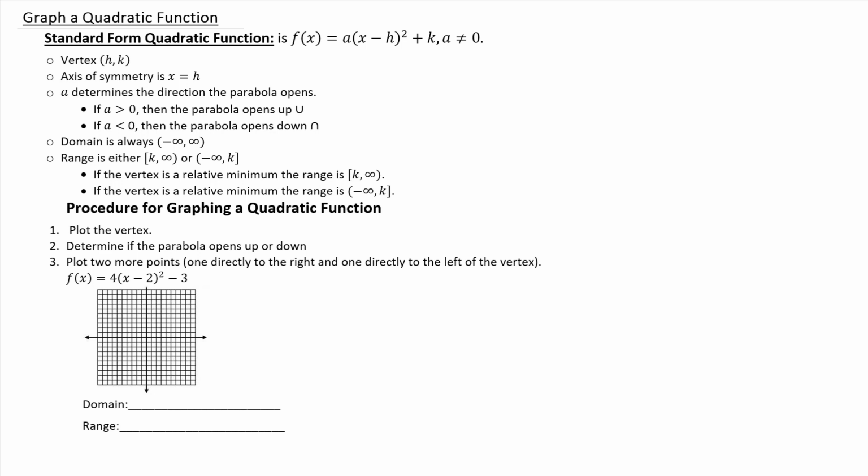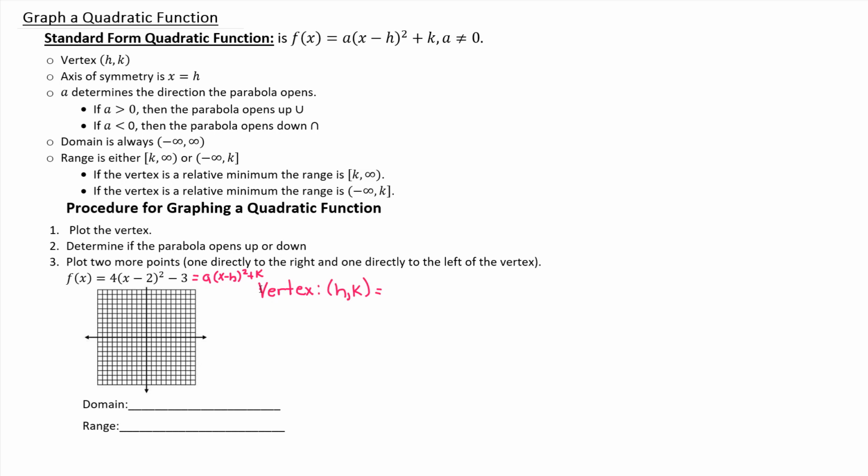So that's basically the procedure. Let's go ahead and look at our function f of x equals 4 times x minus 2 squared minus 3. We can see from looking at that equation, it's in standard form, so the vertex is actually obvious to us. Remember, the formula says a times x minus h squared plus k, and recall that (h, k) is your vertex.